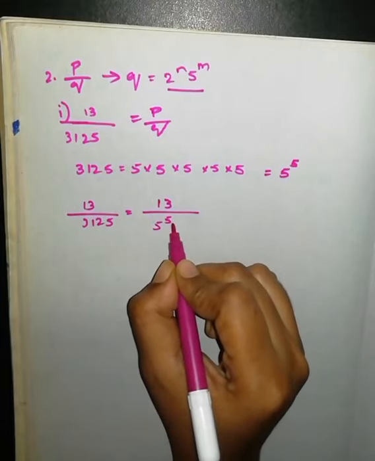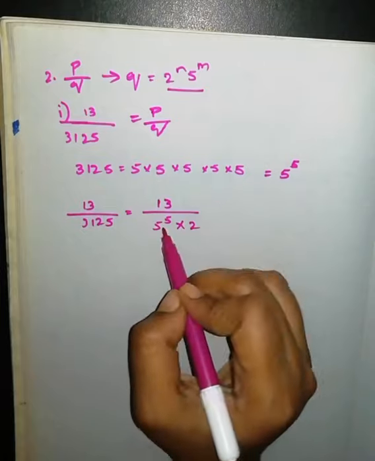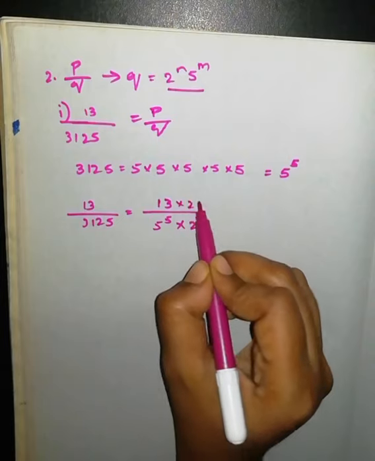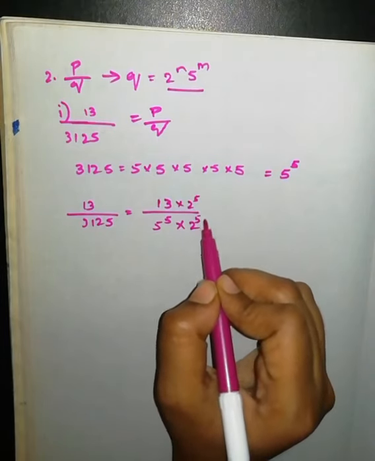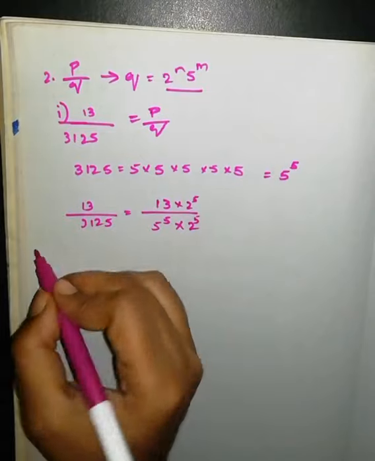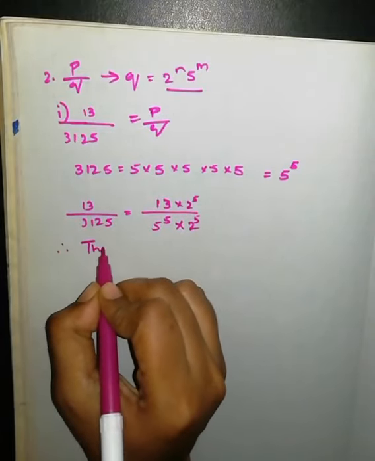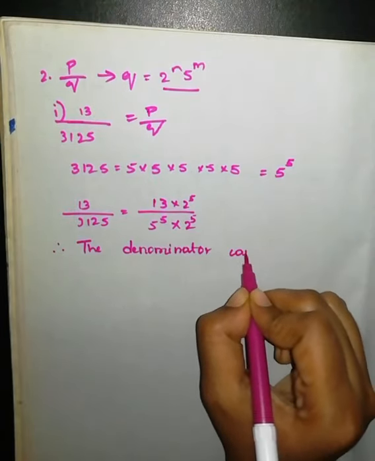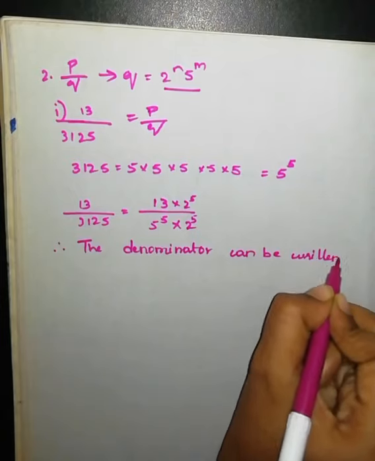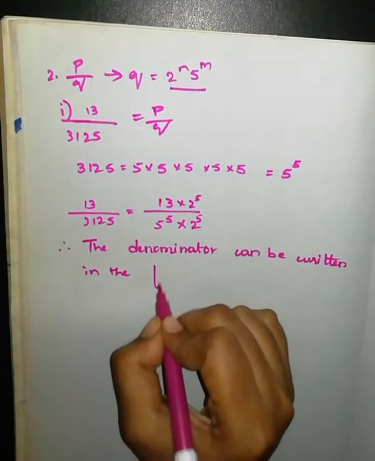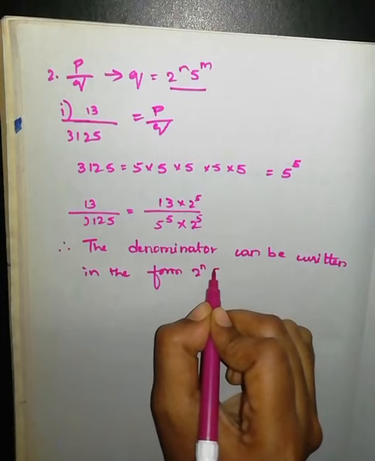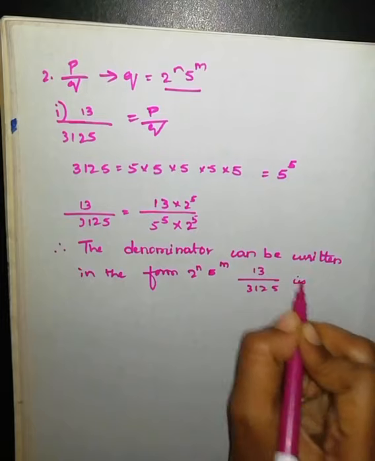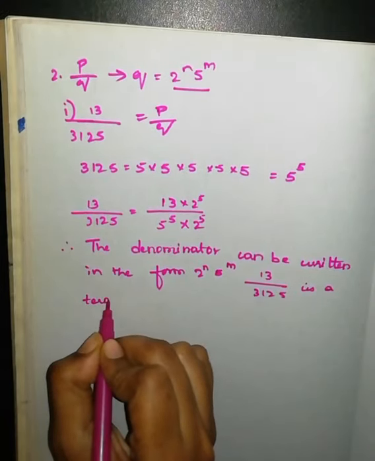Here we have 5 to the power of 5, that is 5 power m is present, but 2 power n is missing. So let's multiply numerator and denominator by 2 power 5. Therefore, since the denominator can be written in the form 2 power n into 5 power m, 13 by 3125 is a terminating decimal.